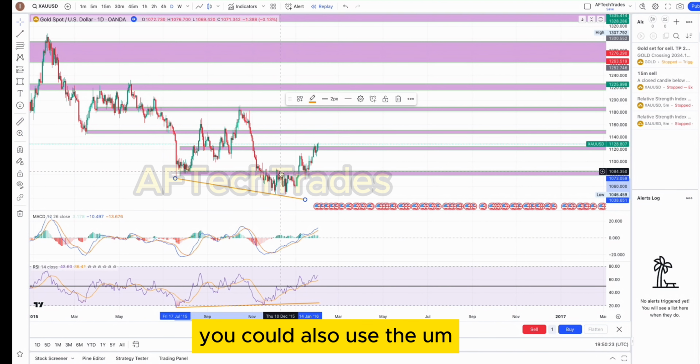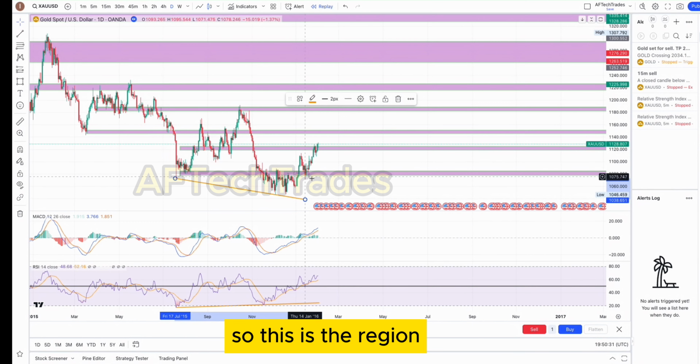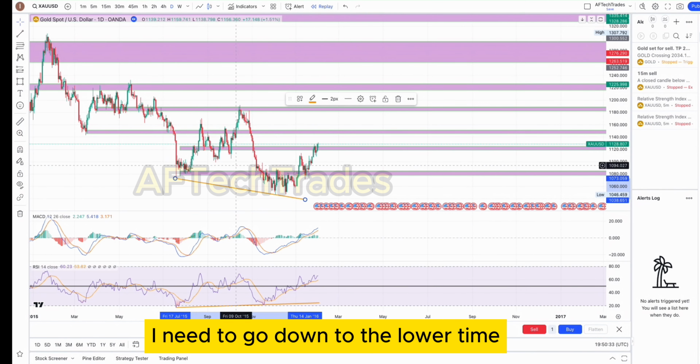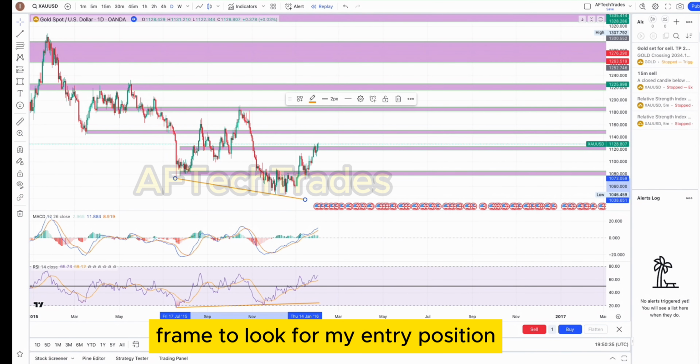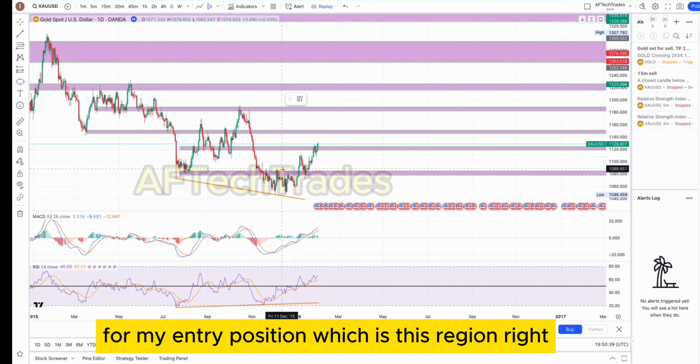You could also wait until it crosses this region. It did cross it. Then it came back to retest it. So this is the region I need to go down to the lower time frame to look for my entry position, which is this region, right?